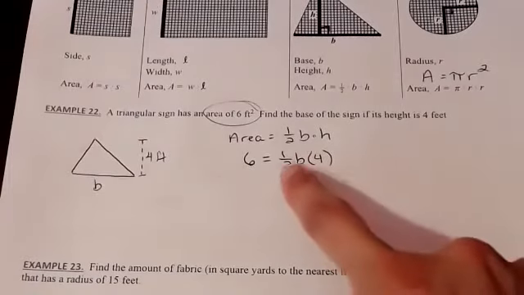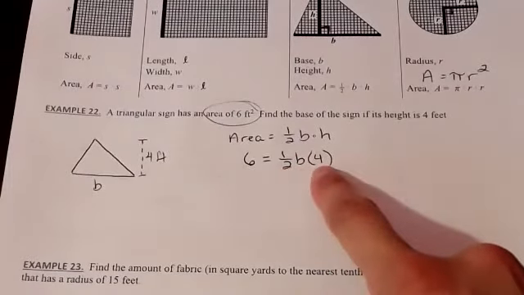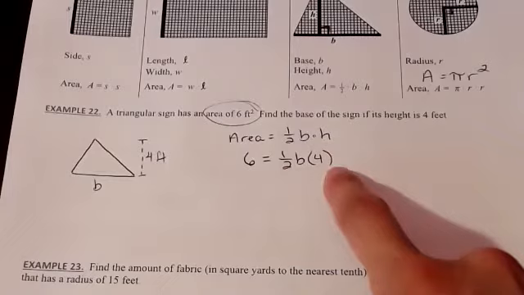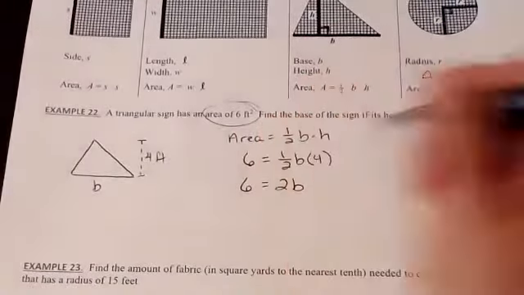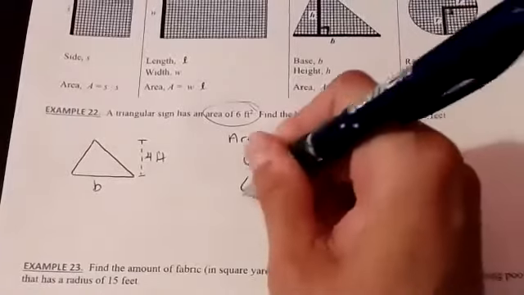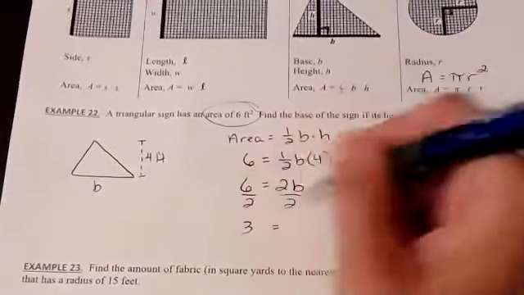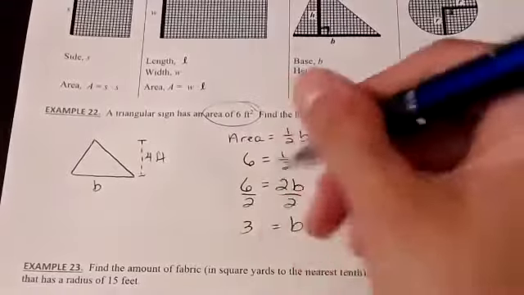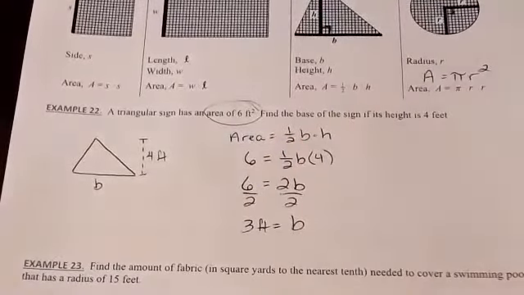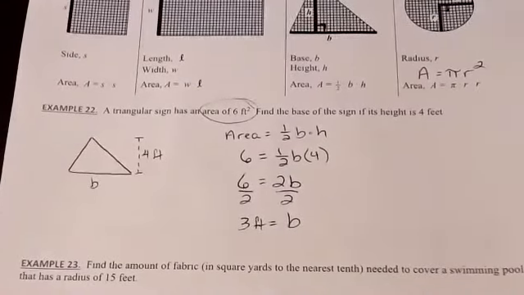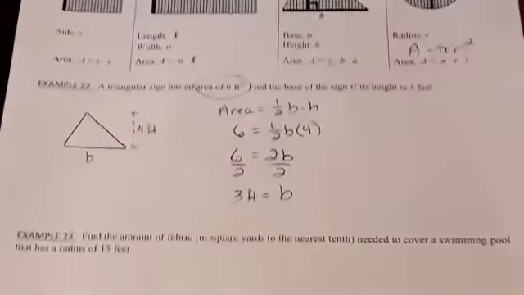Notice here it says half times the base times 4. I would just multiply half and 4, right? Half of 4 is 2. So we have 6 is equal to 2 times the base, and then simply divide by 2. And we find that 3 is equal to b. Don't forget your units. We find that 3 feet is the base. Okay, good.